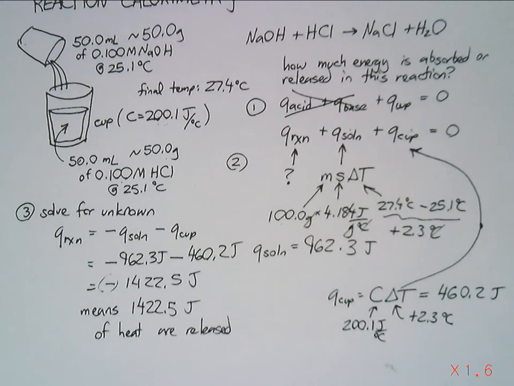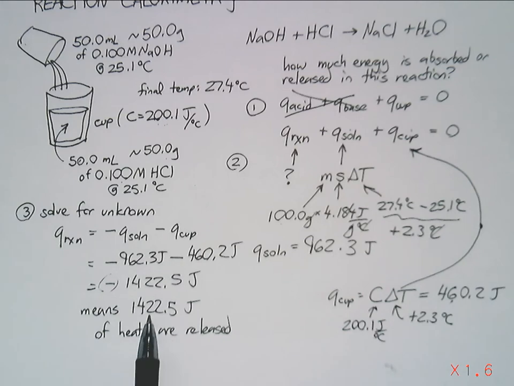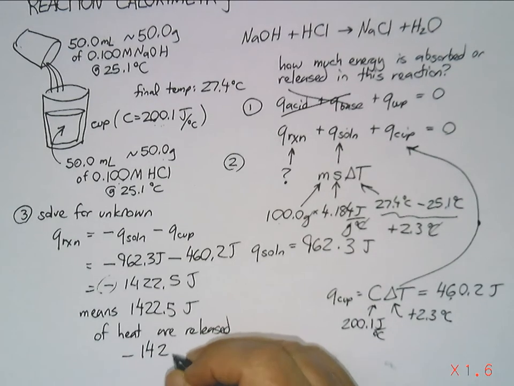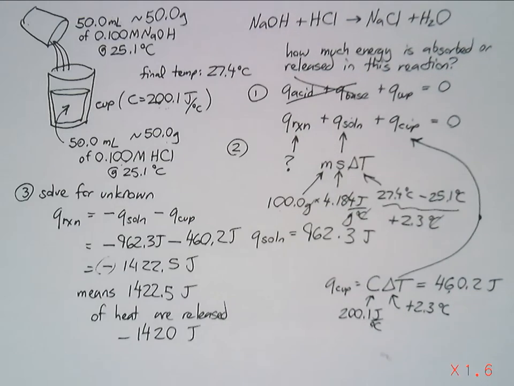Now, how about significant figures? I mean, how many significant figures do I know this to? Really only 2, right? Because I only know my temperature change to 2 significant figures here. So, I really only know this out to the tens place here. So I'm only going to know this out to the tens place as well. So really I should say minus 1420 joules. And then I have 3 significant figures for that.